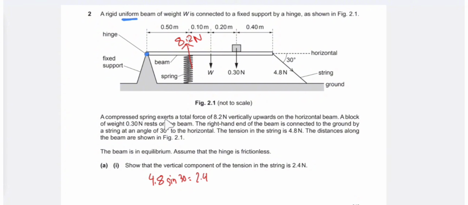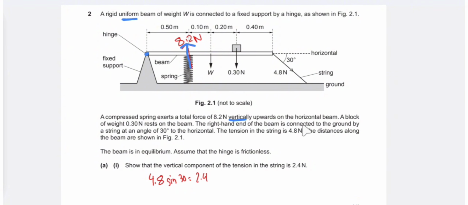A compressed spring exerts a total force of 8.2 Newton vertically upward on the horizontal beam. So the spring exerts a vertical force of 8.2 Newton. Remember that this force is vertical and it exerts a force that is upward. A block of weight 0.30 Newton rests on the beam. So the block rests on the beam and has a weight of 0.30 Newton.